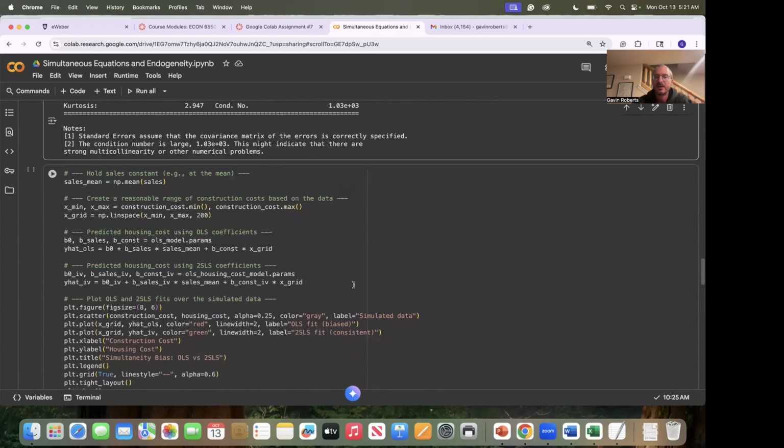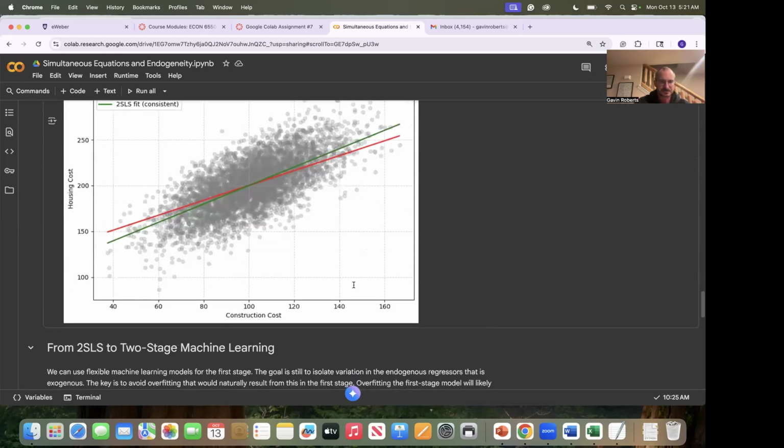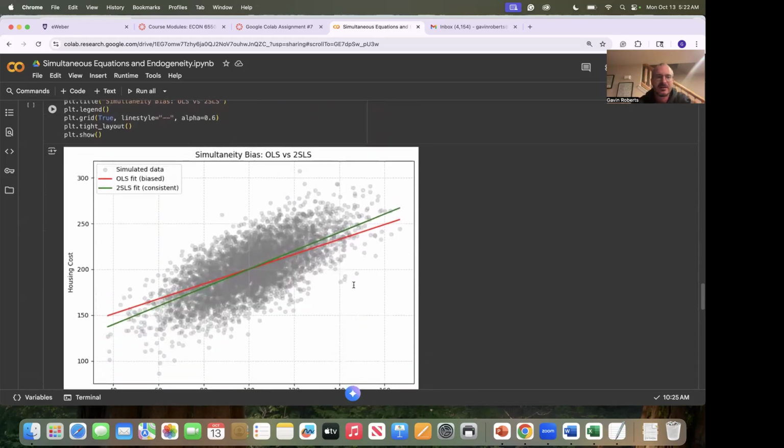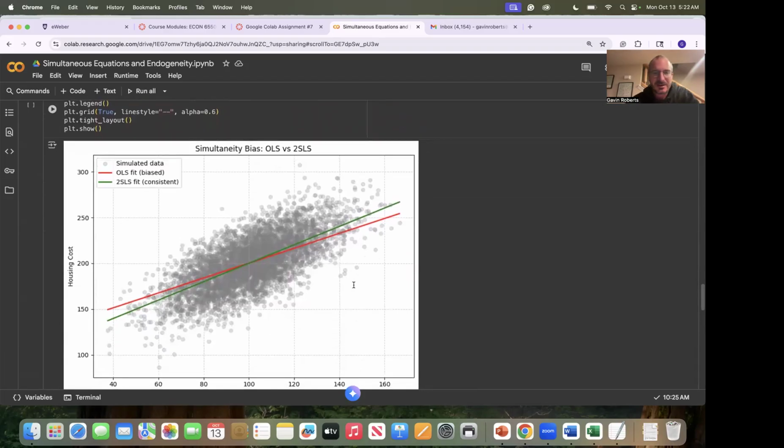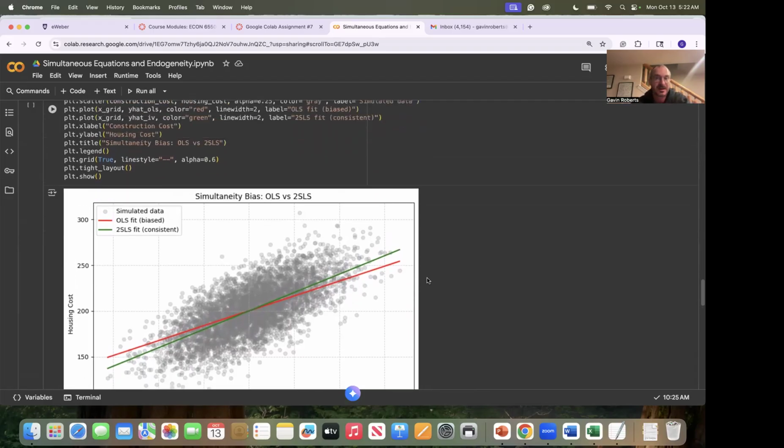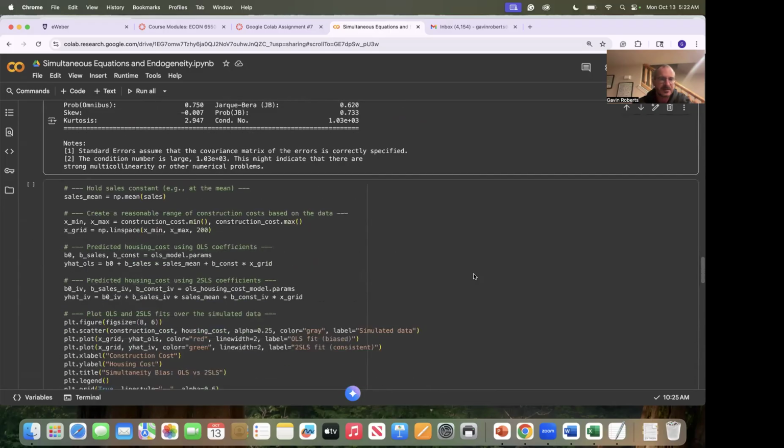Now, I also wanted to tie this. A lot of you have brought up different types of machine learning algorithms over time. But before I get there, here's a graph showing the two different lines. So our OLS biased one and our 2SLS one that's consistent. So it's an unbiased, consistent estimator.